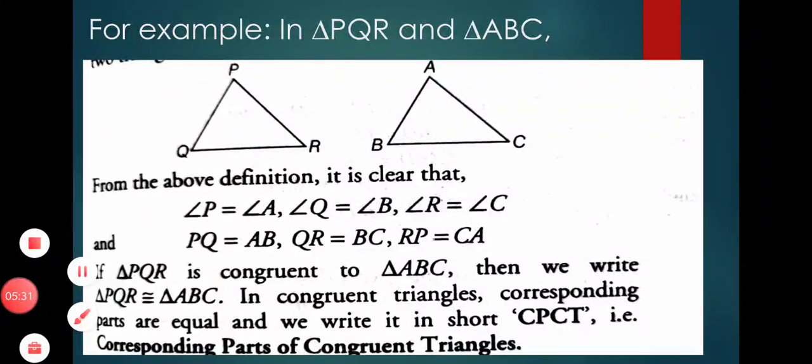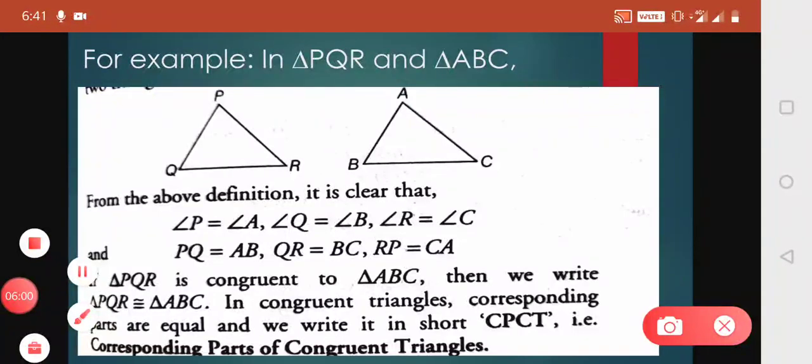In such a condition, when three angles and three sides of one triangle are equal to the corresponding three angles and sides of another triangle, we say triangle PQR is congruent to triangle ABC. This sign is said as the congruence sign. So we write triangle PQR congruent to triangle ABC.